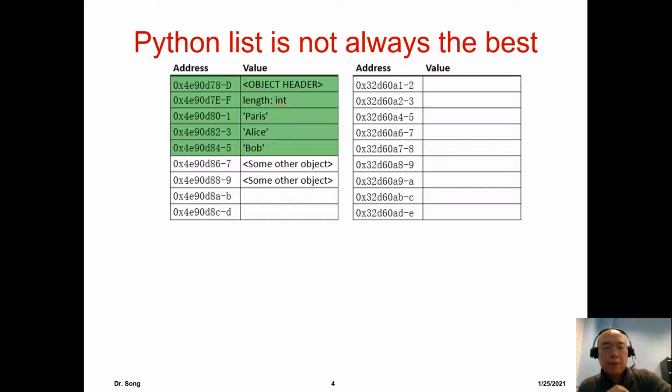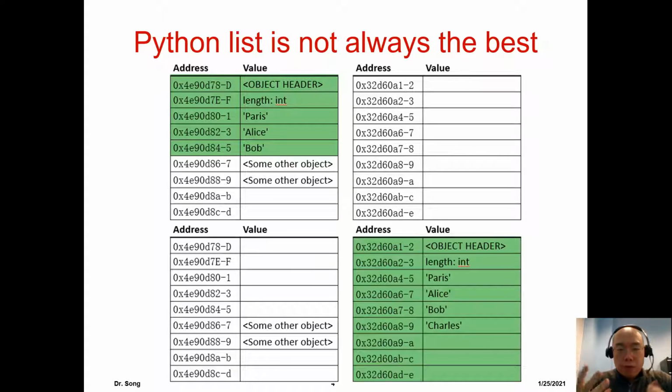So what's the problem? The problem is if we want to add one more value into the list, now we have a little bit of trouble because the next slot we can possibly use has already been taken. Now, what do we do? We have to find a new memory space. So we are copying the existing list into the new memory space before we can add one more value, Charles.